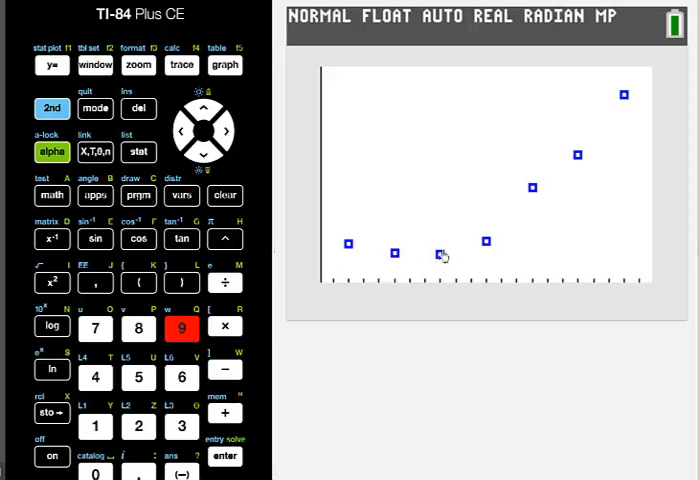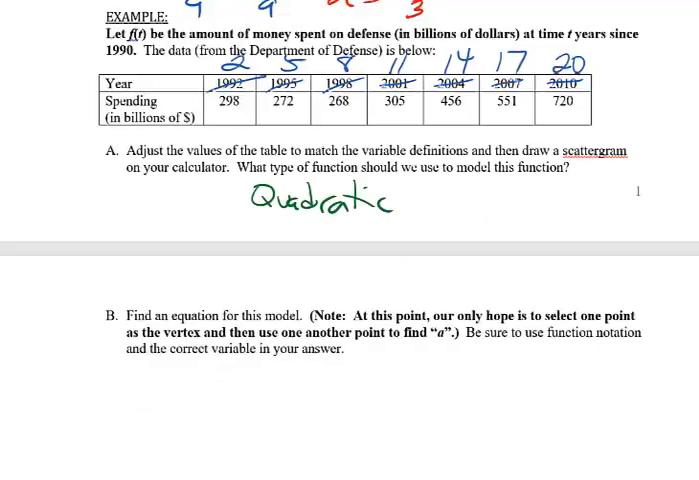What other point should I pick? I'm thinking that I should probably pick one of these up top here. If I pick one of these two over here, I feel like I'm going to get a really shallow parabola, one that doesn't really summarize the whole pattern. So I'm looking at this thinking maybe that second to the last one might give me a reasonable picture. I'm not going to get something perfect here. I'm just looking for something close. So let's use the third point and the sixth point.